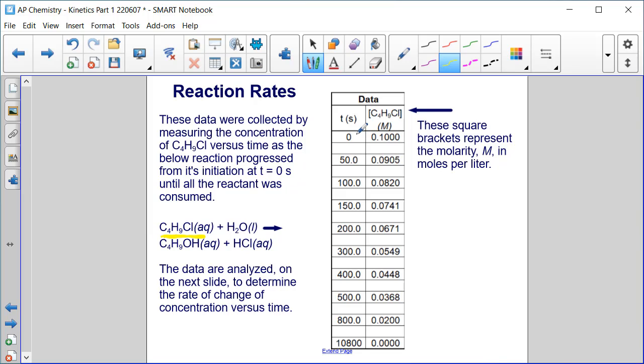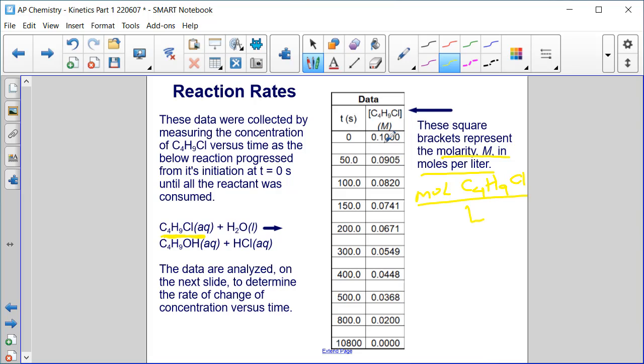But just take a look at this. Every 50 seconds, this is our time, we took a concentration measurement for the C4H9Cl reactant. These square brackets here represent concentration as molarity, or the moles of C4H9Cl per liter. That's our concentration, moles per liter of the solution.